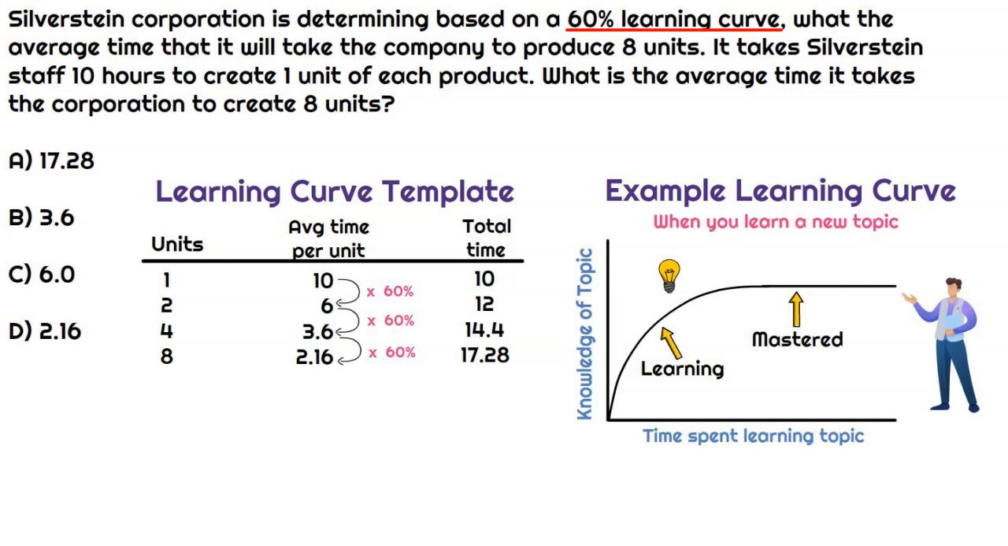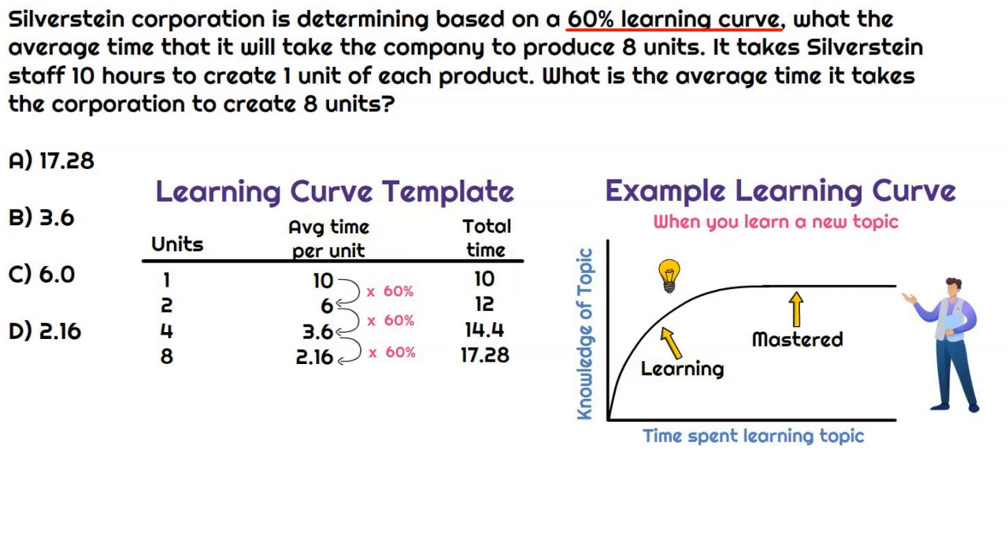Now when it comes to 2 units, what we'll do right here is double it. And then we have a 60% learning curve. So we need to take 10 times 60%. That equals the average time per unit of 6 hours. So 2 units at 6 hours, that's a total time of 12 hours.